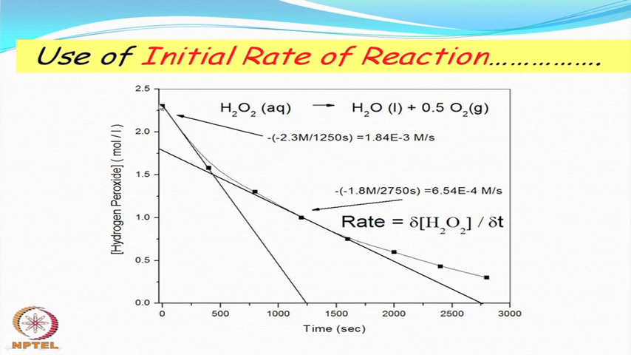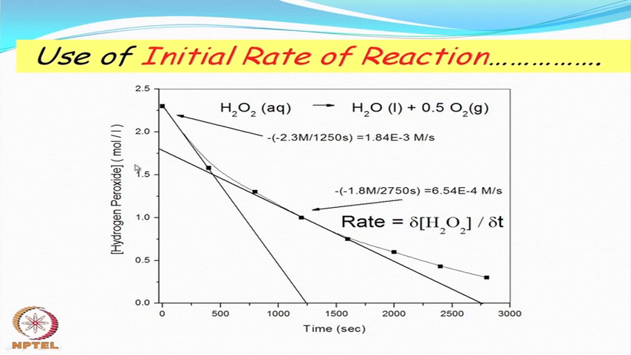Okay. So, how much is this slope? This value is 2.3 and this value is about 1250. So, if you divide this by 1250, you will get a number which is 1.84 into 10 to the power minus 3 mole per second. So, this tangent has the magnitude 1.84 into 10 to the power minus 3 mole per second at this point, and here it is 6.54 into 10 to the power minus 4 mole per second at this point.